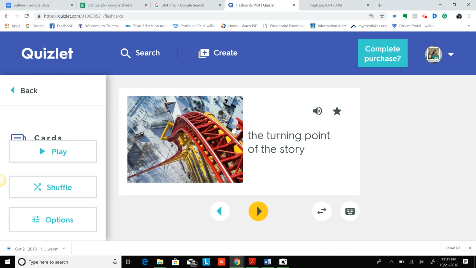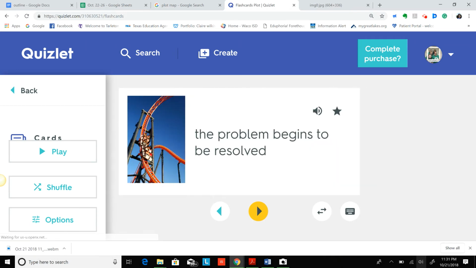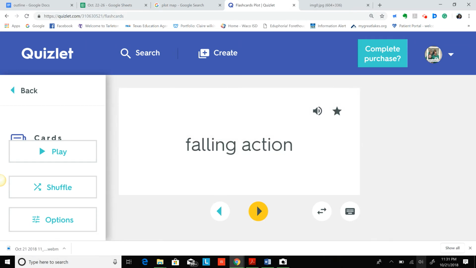You've been going up the entire time of this roller coaster, and now things are about to turn for you. Okay, and this is like the turning point of our characters. That's when sometimes the character changes. Sometimes they go on a big adventure. Something changes within the story. Okay, that's the climax.